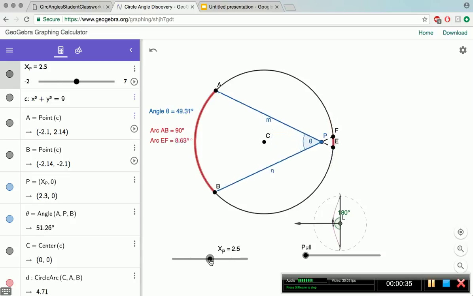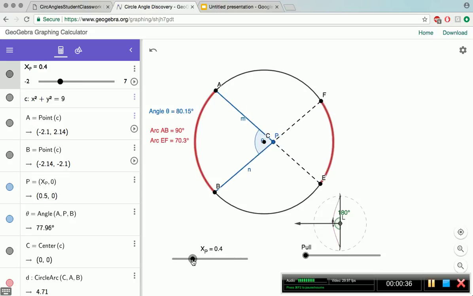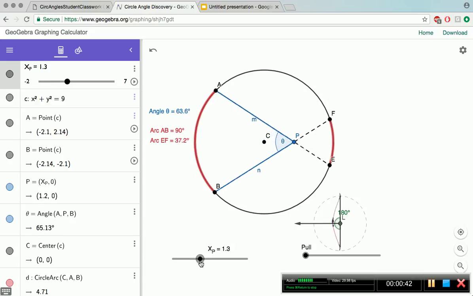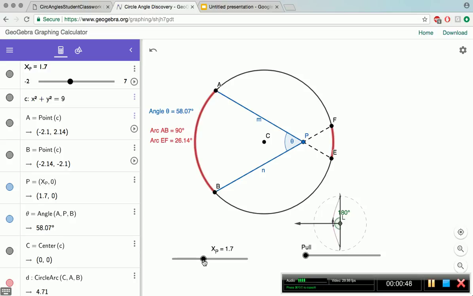So now for this situation, your picture could have any one of these illustrations that I'm showing here as the slider moves back and forth, as long as P is on the inside of the circle between C and the edge of the circle. So I'm going to leave it right there just to get a nice picture. Now what we have is this arc AB, and we have an arc FE with the theta in between. So now we can see that we have two red arcs.